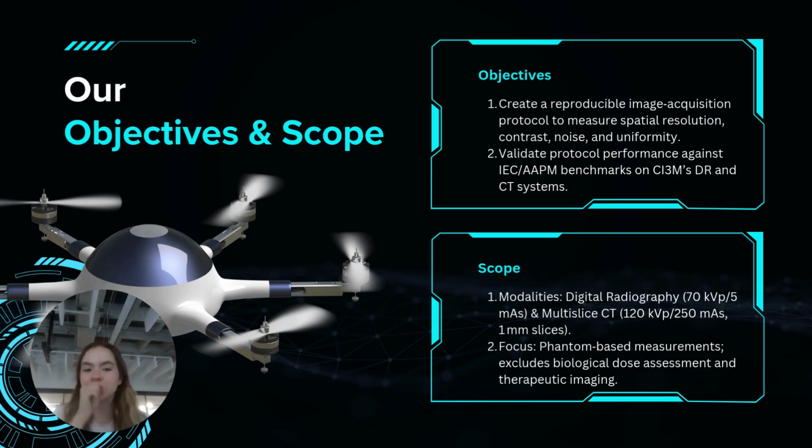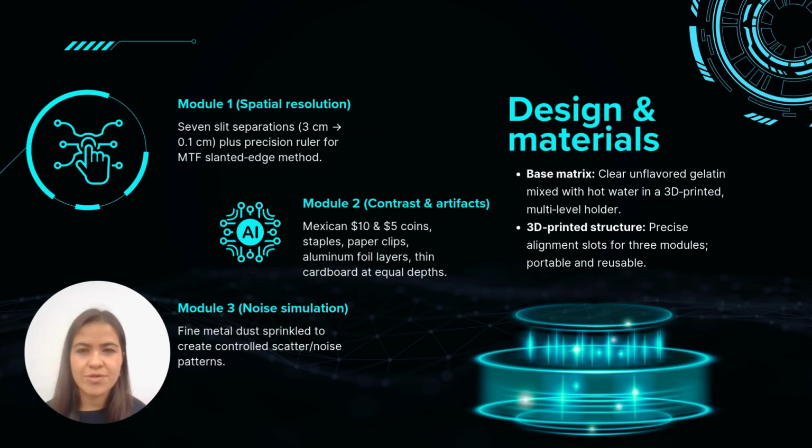scope. The heart of our design is a three-module phantom held in a 3D printed multi-level holder. The base matrix is gelatin poured around the inserts. Module 1 tests spatial resolution with 7 slit separations from 3 cm down to 0.1 cm. Module 2 evaluates contrast using Mexican 10 pesos coins and 5 pesos coins alongside staples, paper clips, aluminum foil, and cardboard. Finally, Module 3 simulates scatter with fine metal dust sprinkled through the area.